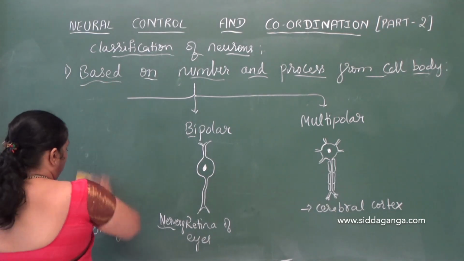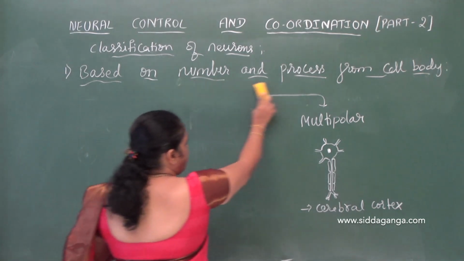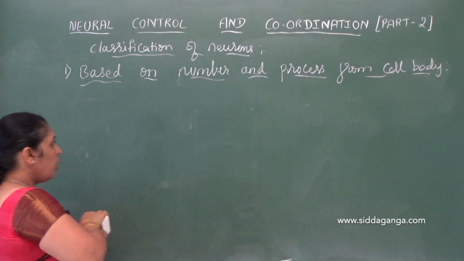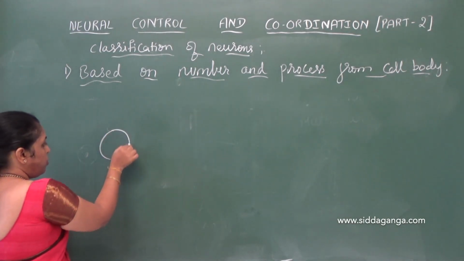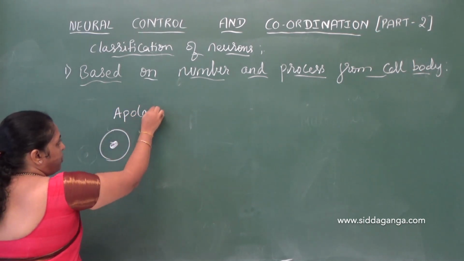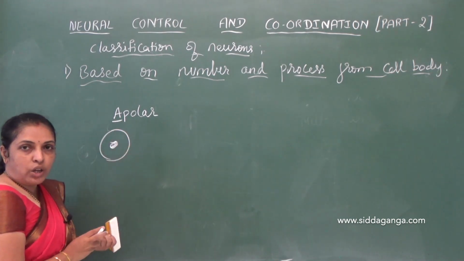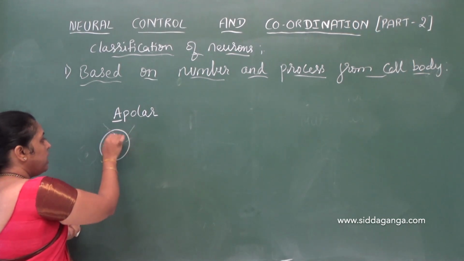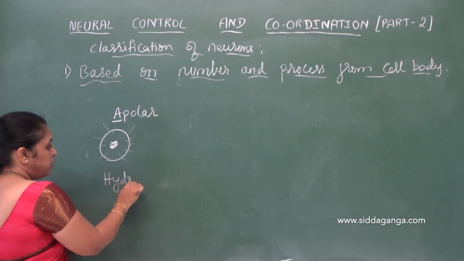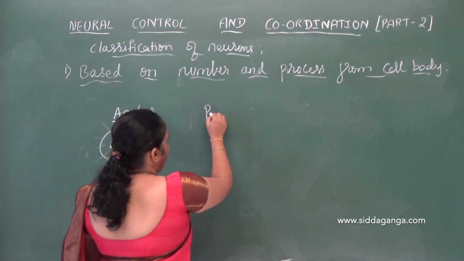Here we have the main three types, which are given in your textbook, whereas two others are there based on processes. Just to know, apolar: a means absence of processes, they don't have any dendrites or axon. This type of cell is seen in hydra. And pseudounipolar.